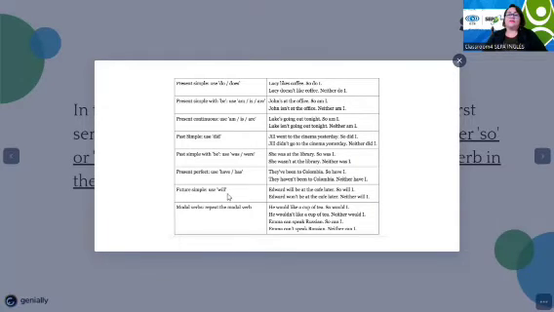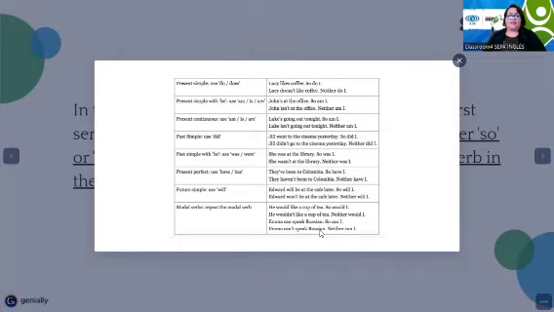Future simple, use will. Edward will be at the cafe later. So will I. Edward won't be at the cafe later. Neither will I. Modal verbs, repeat the modal verb. This is important to pay attention to. We would like a cup of coffee. So would I. We wouldn't like a cup of coffee. Neither would I. Emma can speak Russian. So can I. Emma can't speak Russian. Neither can I.